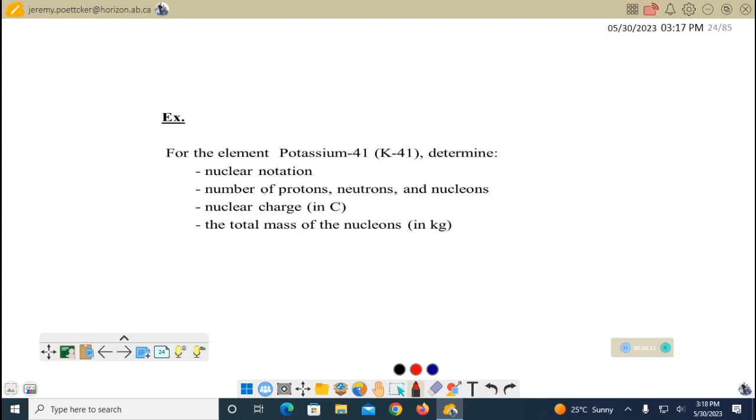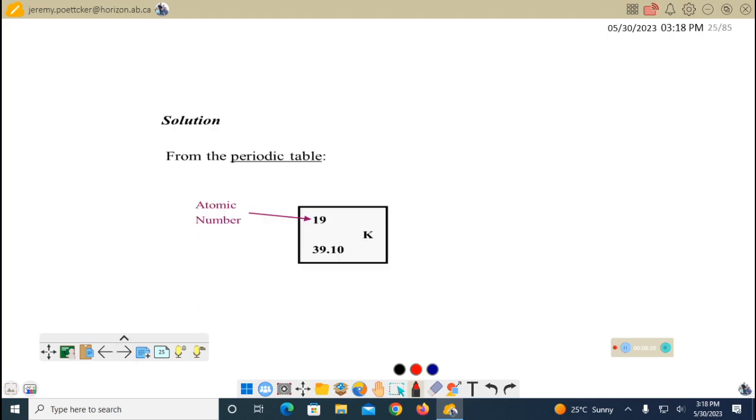So what about potassium-41? Here's what we have to do. First, we want to write it out in nuclear notation. We want then to describe the number of protons, neutrons, and nucleons. We want the nuclear charge in coulombs and the total mass of the nucleons in kilograms.